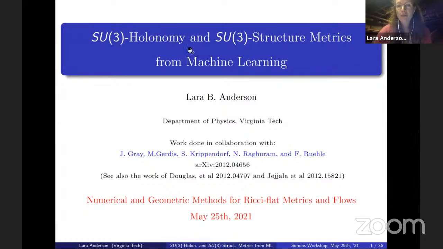This will be based on a paper that was done in collaboration with James Gray and Nikhil Raghuram, also at Virginia Tech, Mattis Gerdes and Sven Krippendorf in Munich, and Fabian Rühle at CERN. And this paper came out in December of last year.